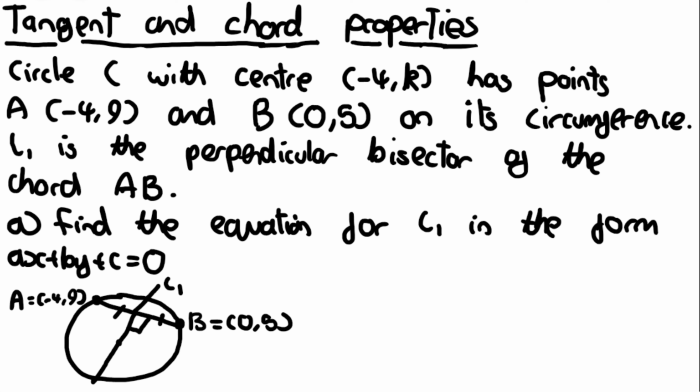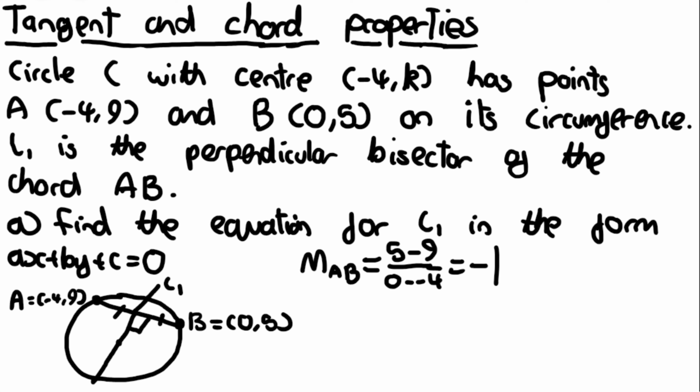So we need to find an equation for L1. Now the way we can do this is because we can find the gradient of AB, because we have 2 points on it. So we can say that the gradient of AB, this little AB down here, just signifies that we're talking about the gradient of AB when we're talking about two different gradients. The gradient of AB is going to be 5 minus 9 over 0 minus -4, which if we put this into a calculator or just figure it out, is equal to -1.